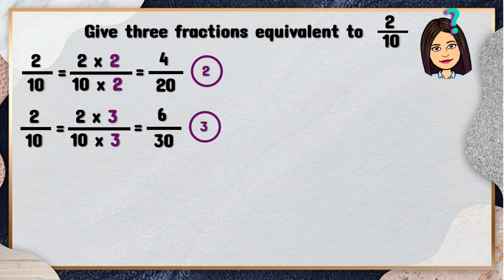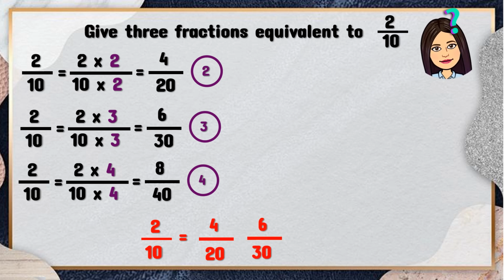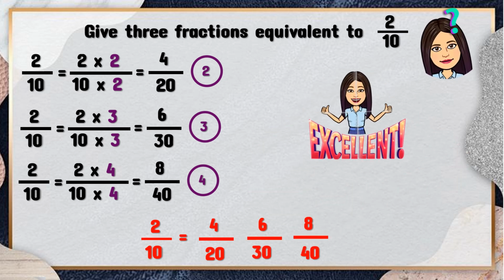Let's now do the third equivalent fraction of 2/10. Let's multiply the numerator and the denominator by 4. The numerator 2 times 4 is 8. And the denominator 10 times 4 is 40. So the third equivalent fraction of 2/10 is 8/40. Therefore, 2/10 is equivalent to 4/20, 6/30, and 8/40.